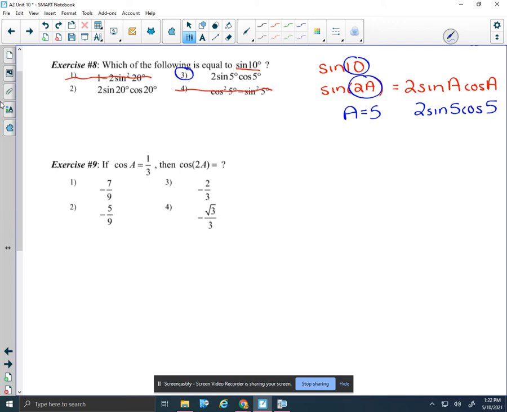Our last formula we're looking at has to do with the cosine of a double angle. So we have cosine of A equals 1/3. And one thing that's interesting here is my cosine of A is 1/3, but all my possible answers are negative. So it's kind of good to think about, well, how does that happen?